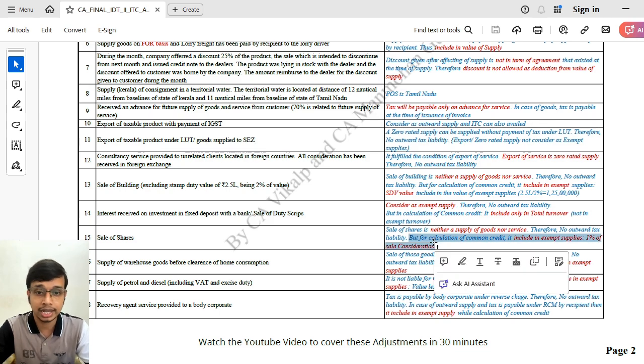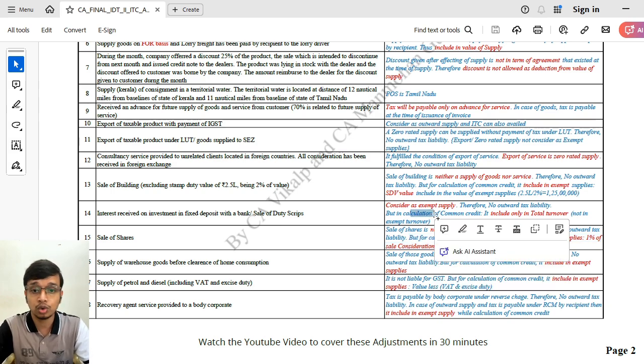This is an exception point, which is included in total turnover while calculating common ITC, not in exempt turnover. Interest received will not be included in exempt turnover; we only have to include interest received in total turnover.